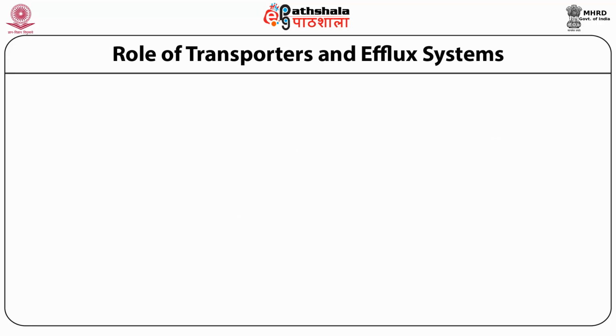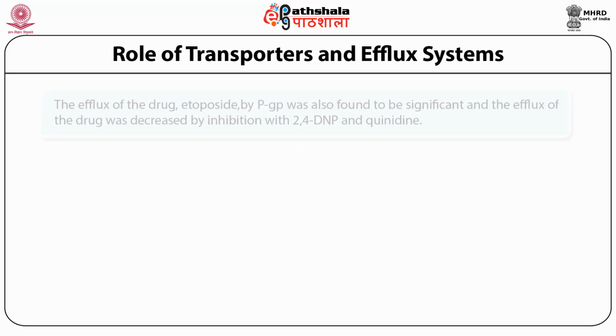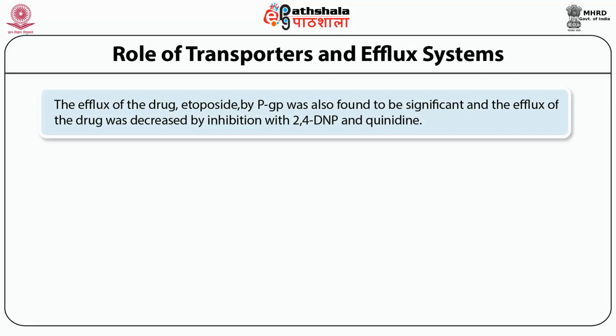Another example is the drug etoposide. The efflux of etoposide by PGP was found to be significant, and the efflux of the drug was decreased by inhibition with 2,4-DNP and quinidine.